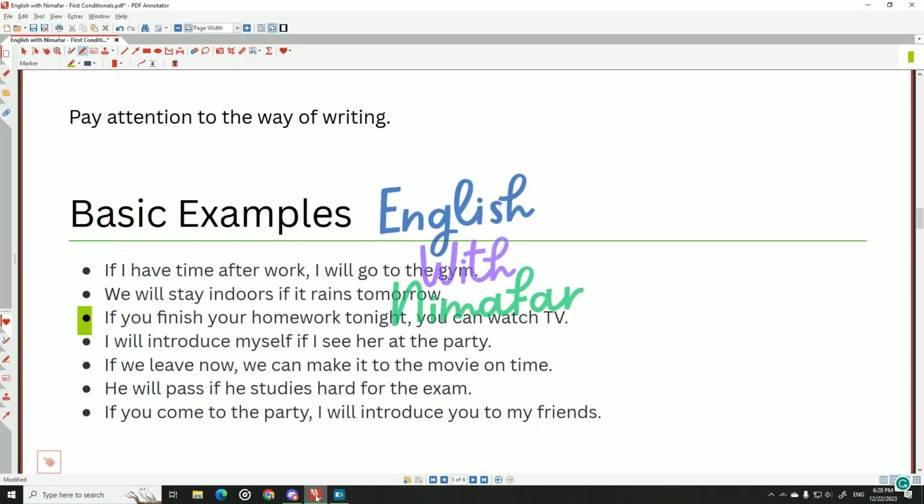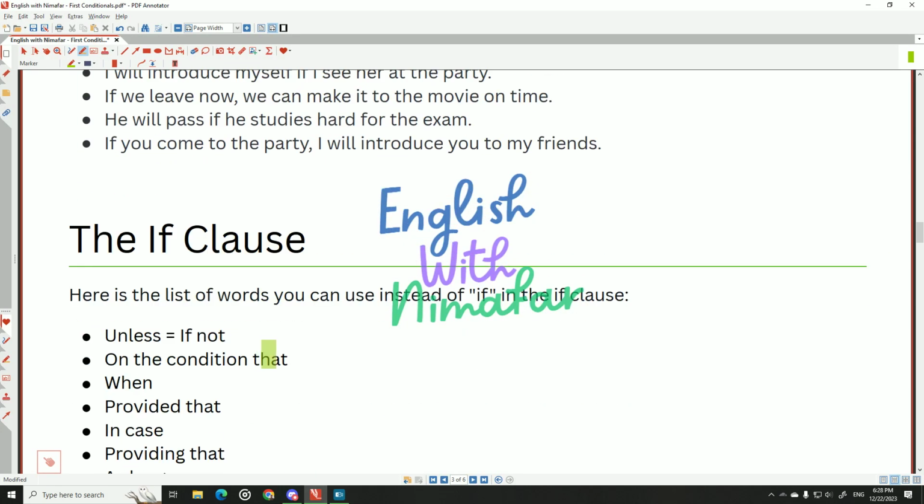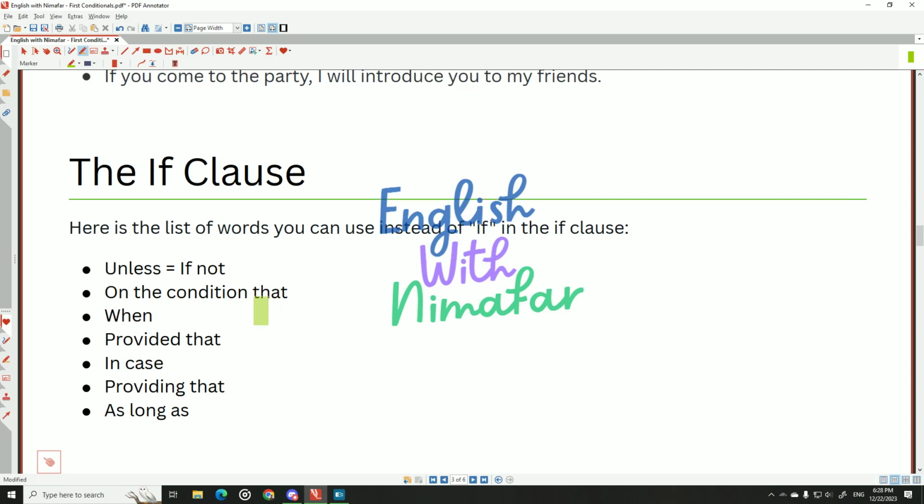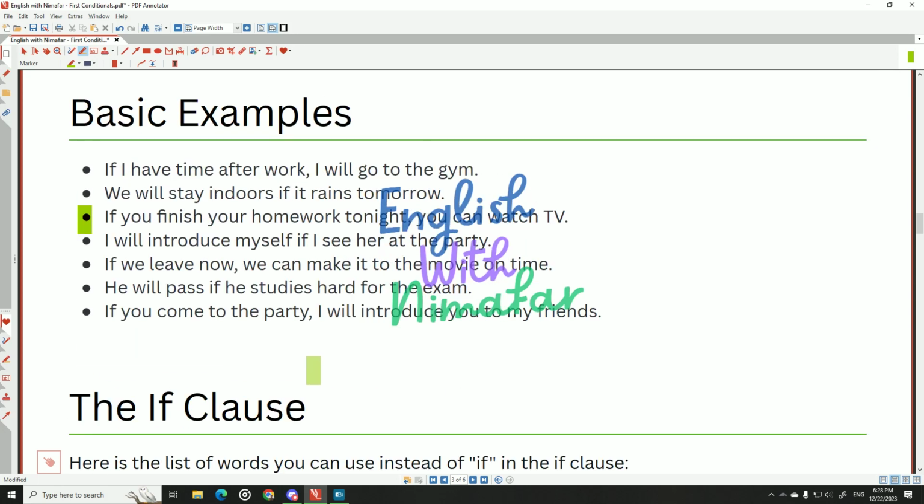So you know many things about this. Yes. We have a list of words that you can use instead of if in the if clause. Once again, I will tell you when we have the examples. Unless, okay, so it means if not. Unless you study, unless you hurry. Do you see we have the sentence?